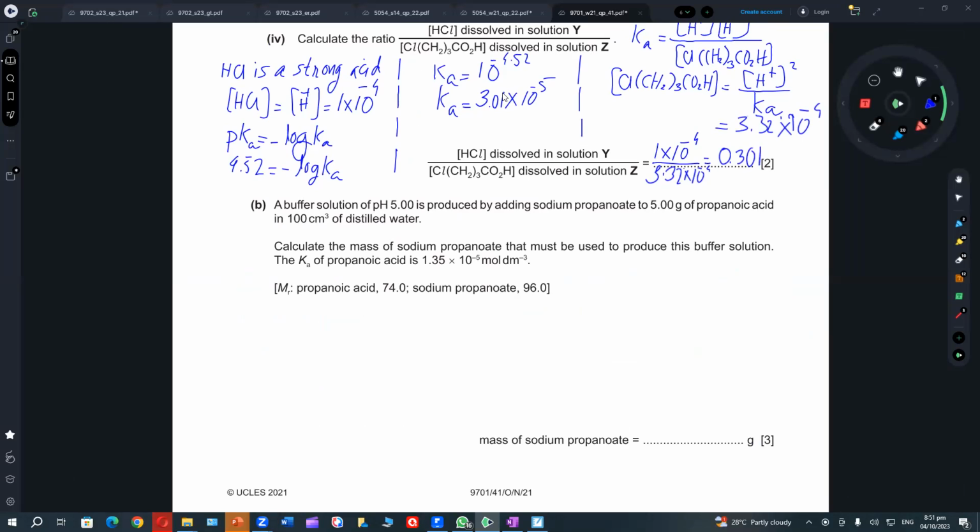A buffer solution of pH 5 is produced by adding sodium propanoate to 5 gram of propanoic acid in 100 cm cube of distilled water.